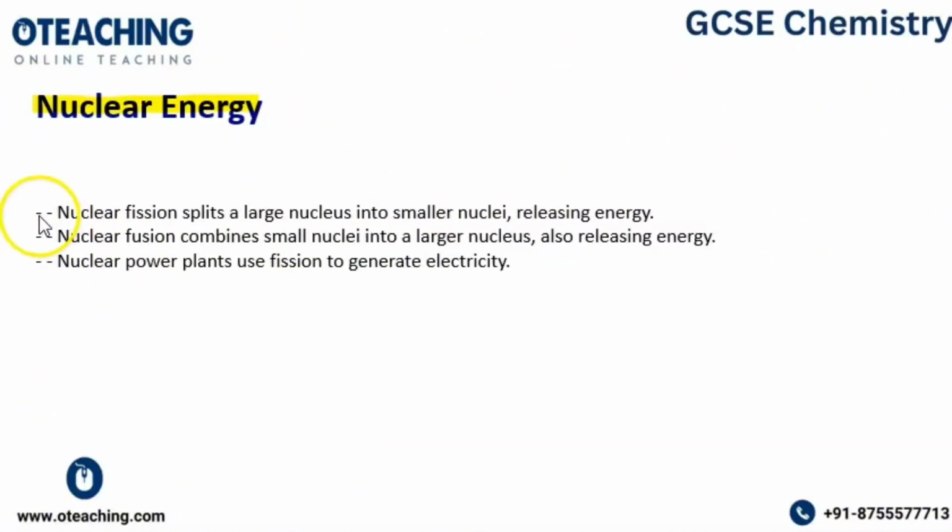Now, nuclear energy. There are two processes, nuclear fission and nuclear fusion. Fission means splitting. So nuclear fission includes splitting a large nucleus into smaller nuclei, and this is an exothermic process, that means energy is released. Nuclear fusion. Fusion means combining of small nuclei into a large nucleus, also releasing energy. That means this is also an exothermic process.